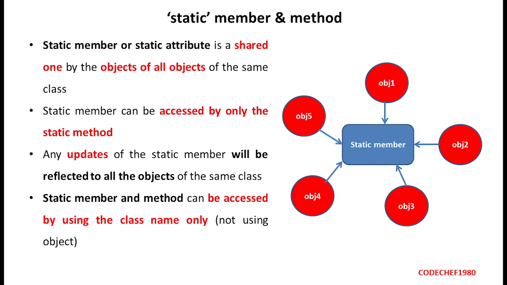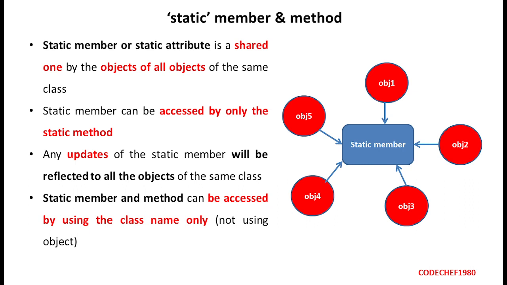If you take object properties, the objects can have unique values. From object to object the property may be the same, but their values will be different. Whereas a static attribute is a shared one. Whenever the value gets updated, that will be reflected in all objects of the same class. And how can we access a static member?